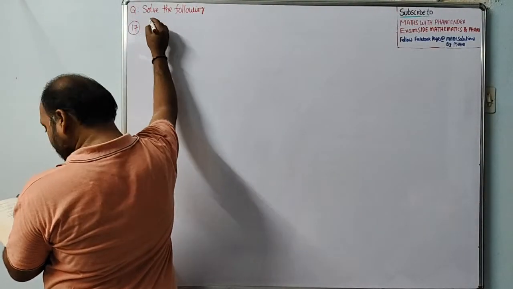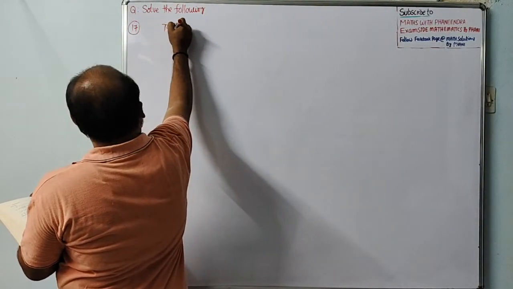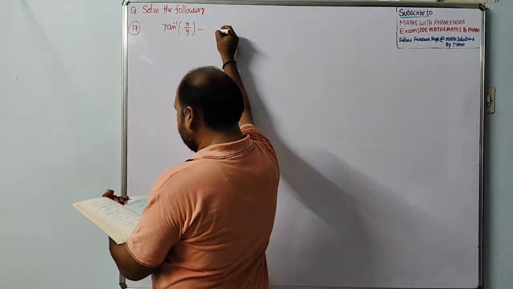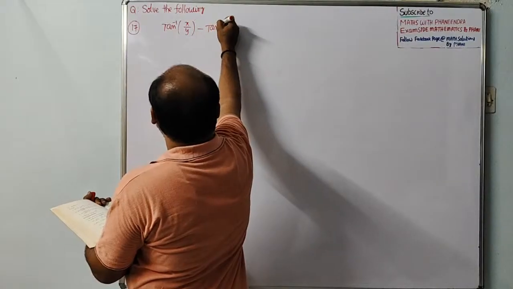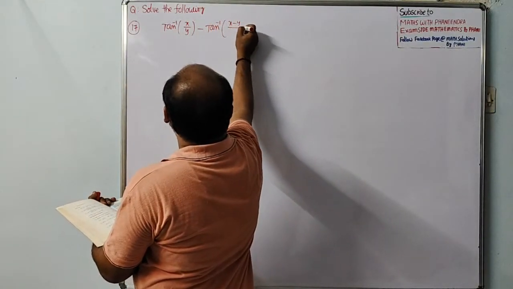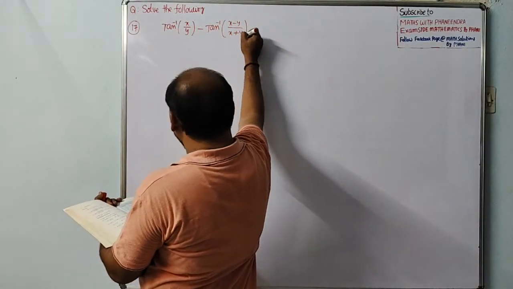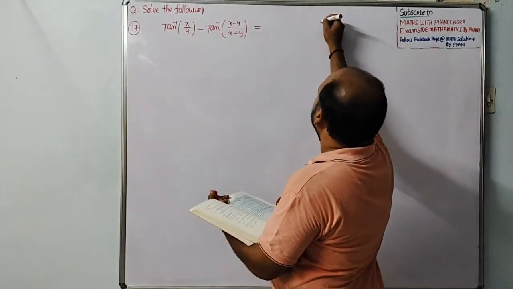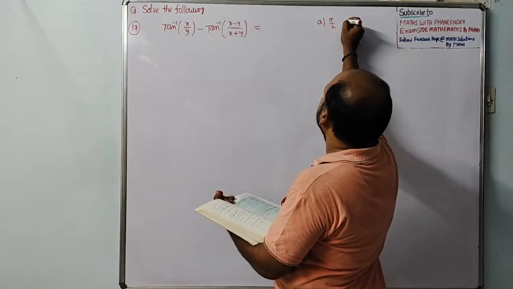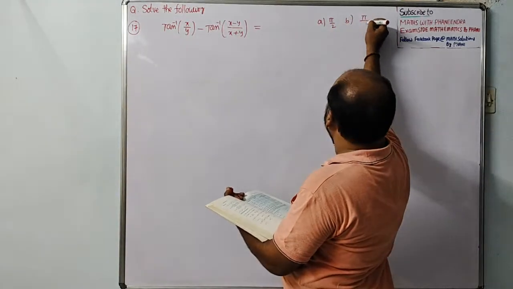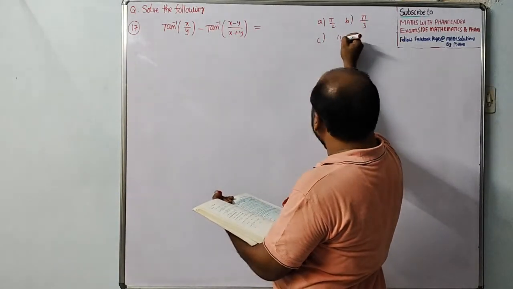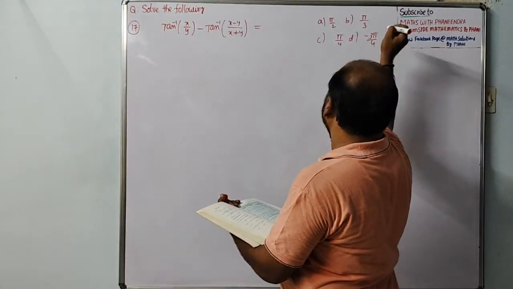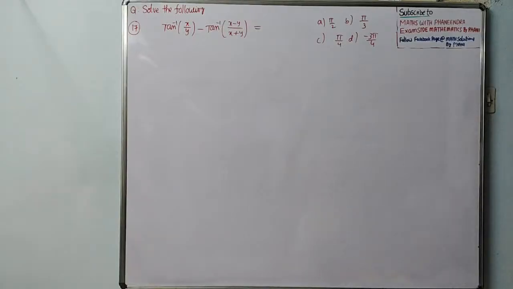Question number 17. Tan inverse of x by y minus tan inverse of x minus y by x plus y is equal to. First option pi by 2, second option pi by 3, third option pi by 4, fourth option minus 3 pi by 4. So we will verify.